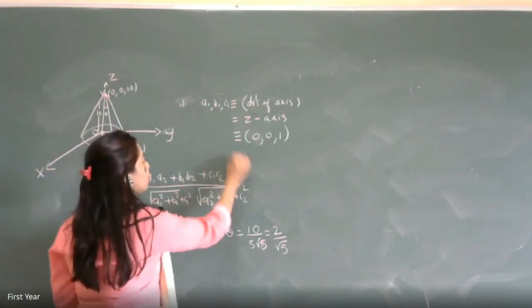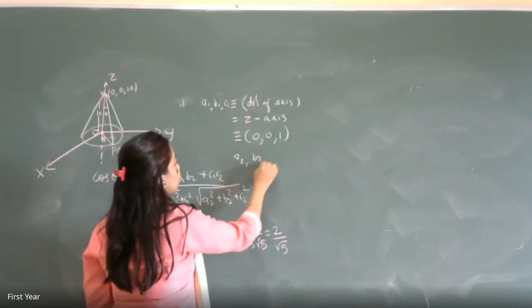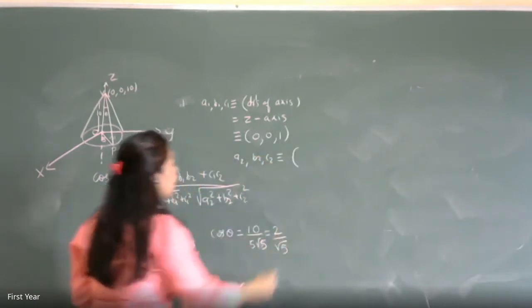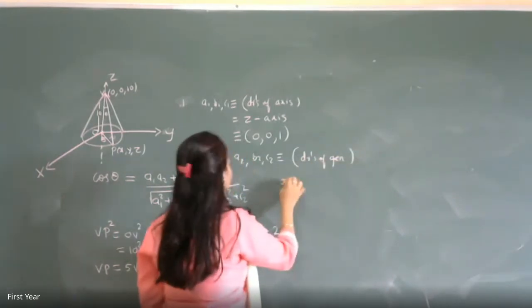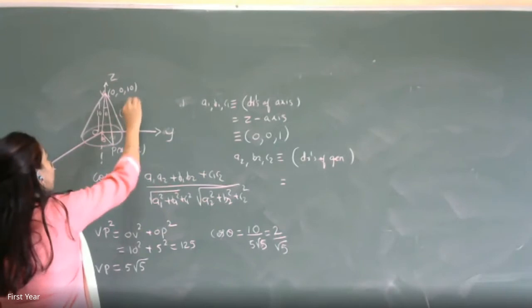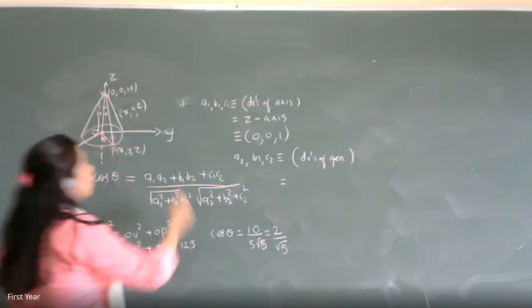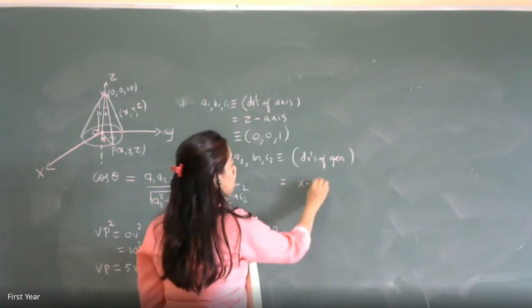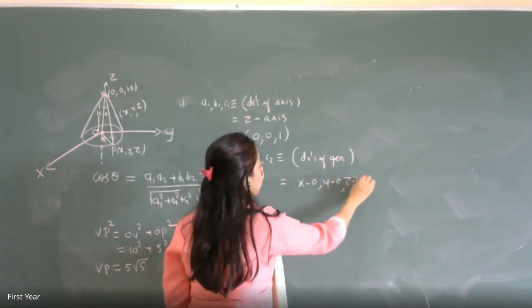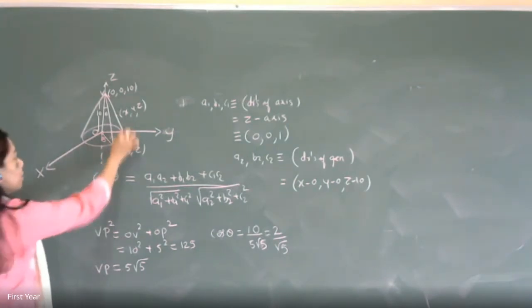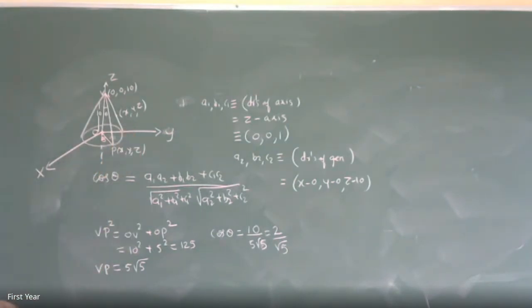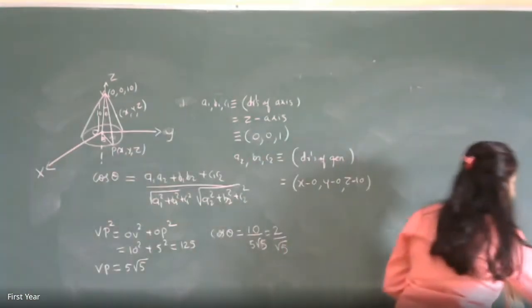Then what is A2, B2, C2? A2, B2, C2 is nothing but the direction ratios of the generator. So that is any point x, y, z on the generator minus the coordinates of the vertex. So x minus 0, y minus 0, z minus 10. These are your direction ratios of the generator. Is it okay? Now substitute that, and we get the answer. That's your equation of right circular cone. Is it clear? If you understand the geometry concept, then this is going to be very simple.